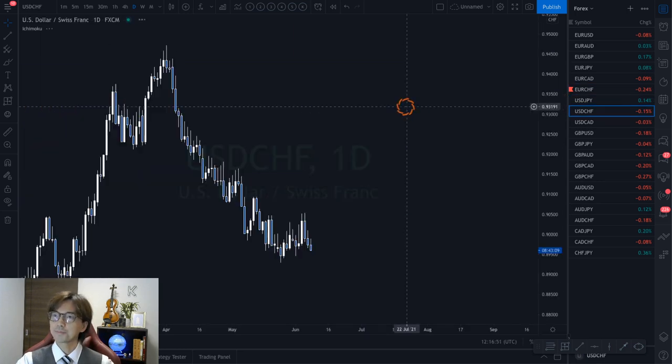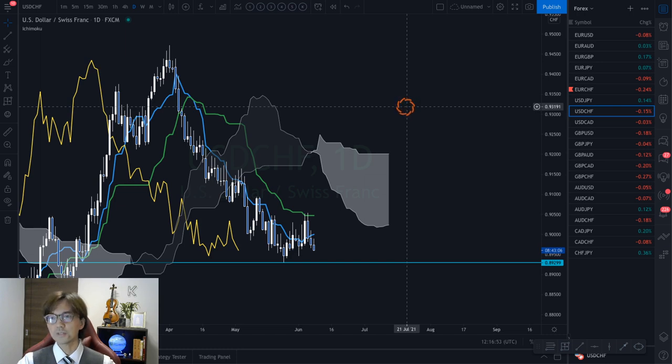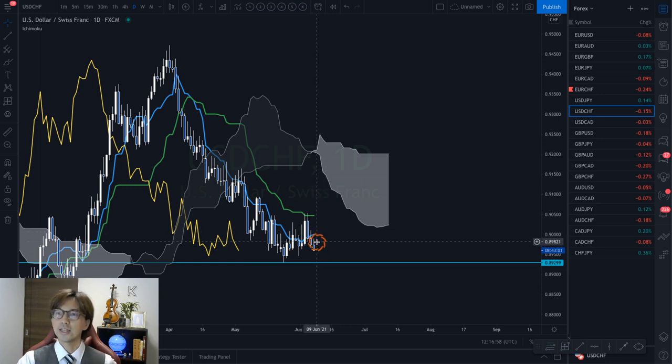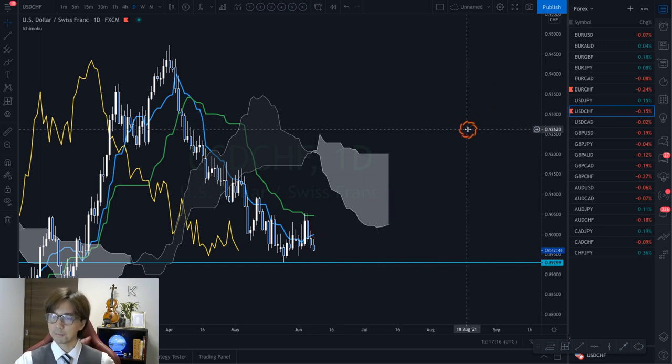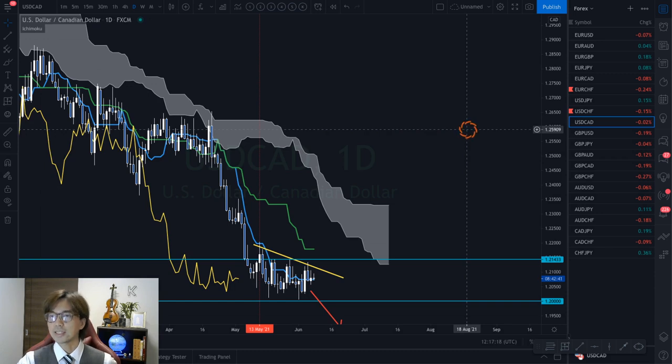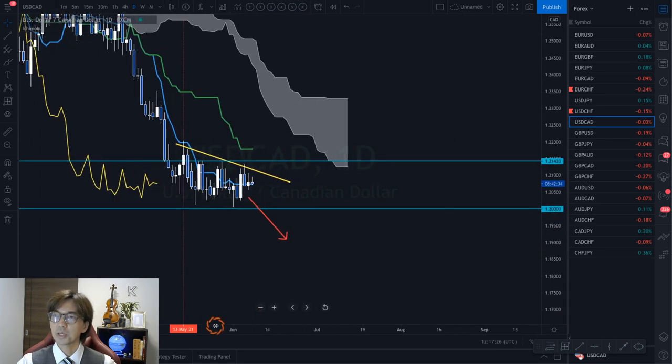Dollar JPY is flat. Dollar Swiss franc is more bearish. The price is below the Kumo and Kijun Sen, and these recent three days have been bearish, so it could break downwards this way. Looks like the Swiss franc is quite strong today, and that's why these Swiss franc pairs are basically trending. The dollar Swiss franc too has been downtrending, so I will just mark this one just in case. And dollar CAD is flat ranging, there is no trend, the candlesticks are so close, so tiny and small.